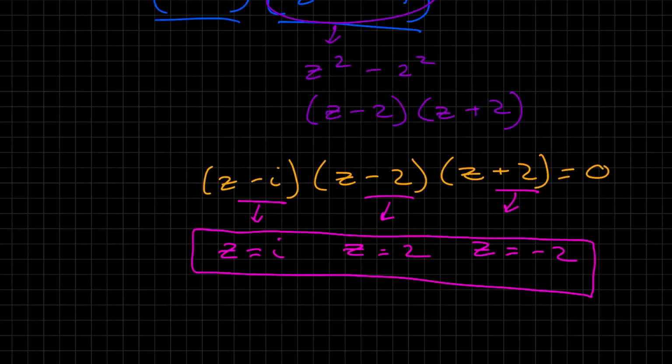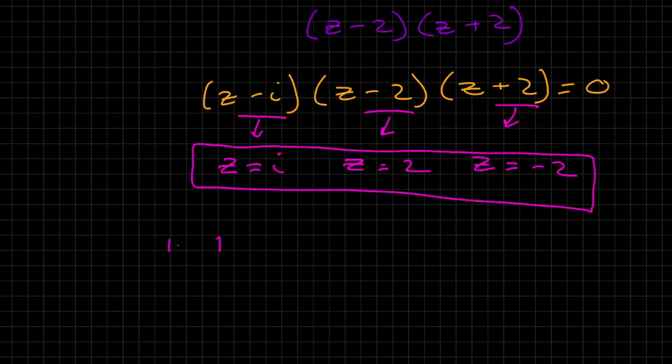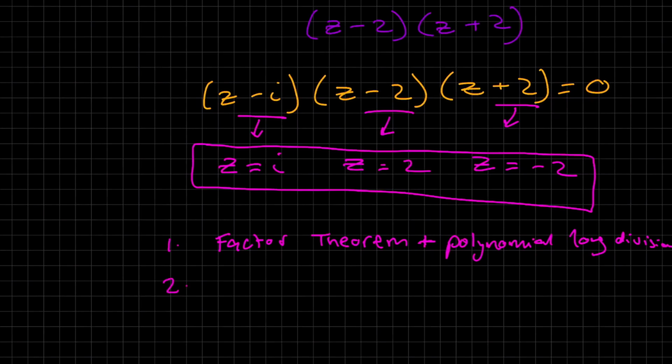Okay, hopefully this gave you a bit of an overview on how to factorize and solve some simple cubic equations over the complex numbers using our two methods: our usual factor theorem, followed by polynomial long division, and our second method of factorizing by grouping.